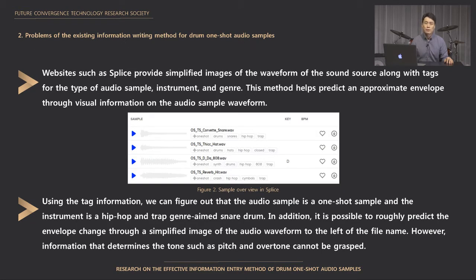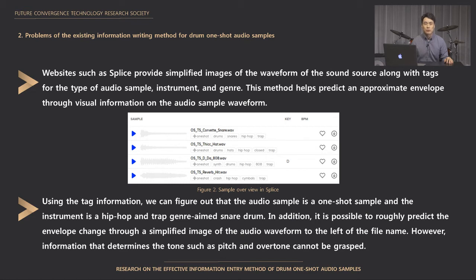On the other hand, websites such as Splice provide simplified images of the waveform of the sound source, along with text for the type of audio sample, instrument, and genre. This method helps predict an approximate sound through visual information on the audio sample waveform. Figure 2 is a screenshot of a page where you can listen to and download Splice audio samples.